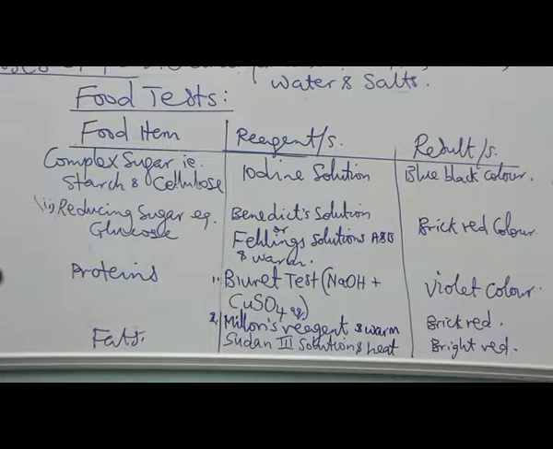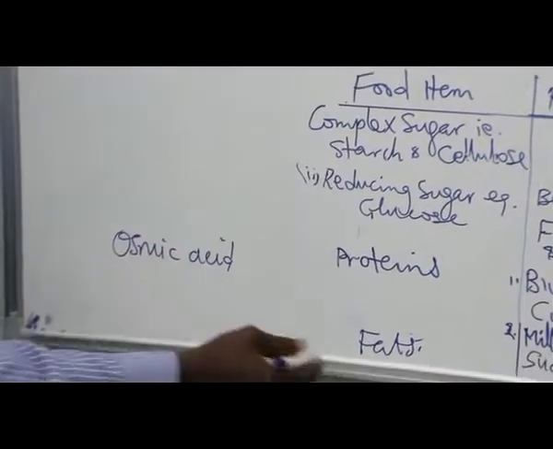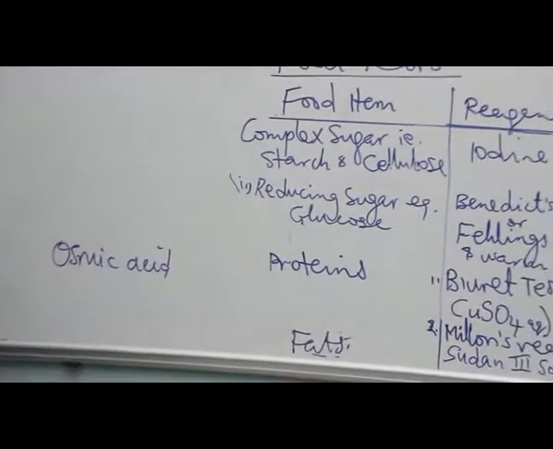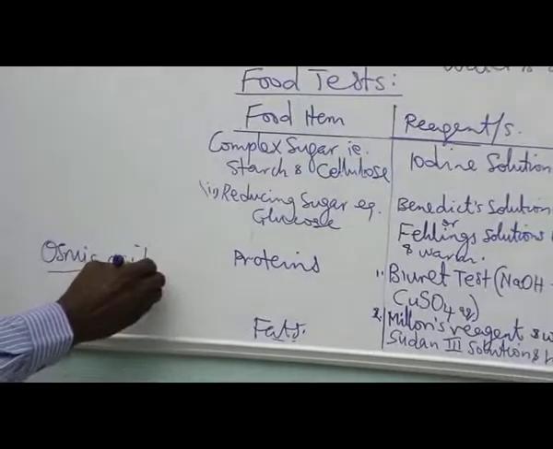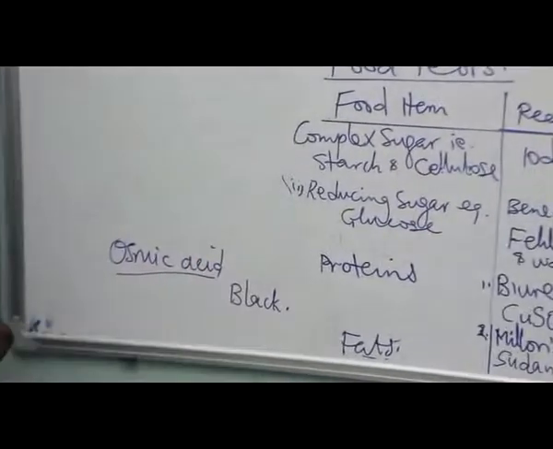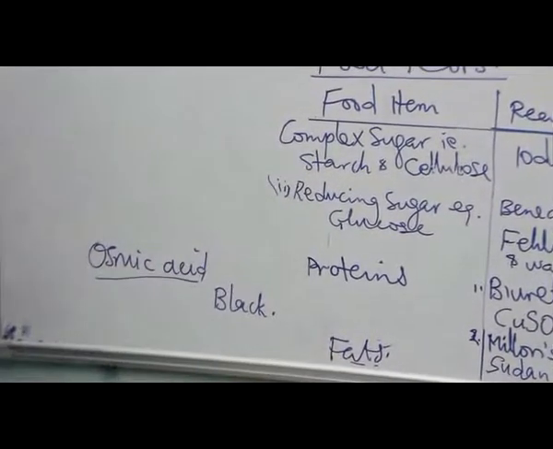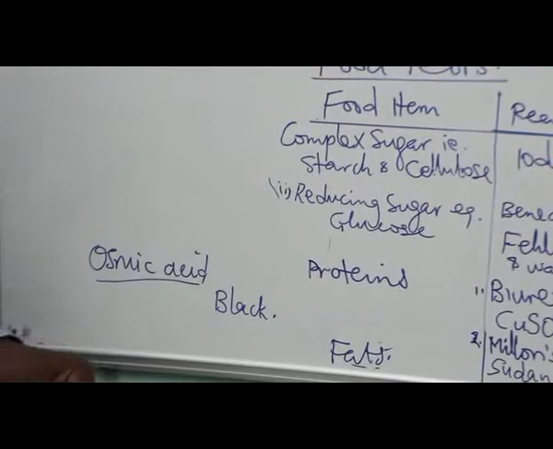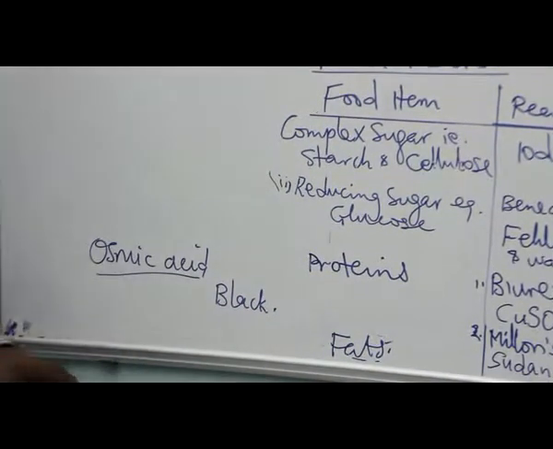The other one is using osmic acid. When you warm any lipid food substance with osmic acid, it turns black, carbon black, which shows that the food contains fat. So we are now going to look at questions based on food nutrition and food test.